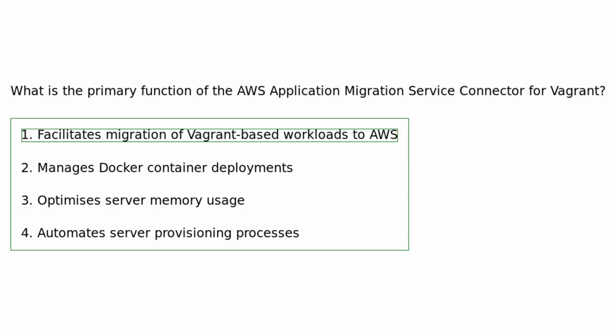The AWS Application Migration Service Connector for Vagrant facilitates the migration of Vagrant-based workloads to AWS, providing compatibility and integration support for applications running in Vagrant environments.